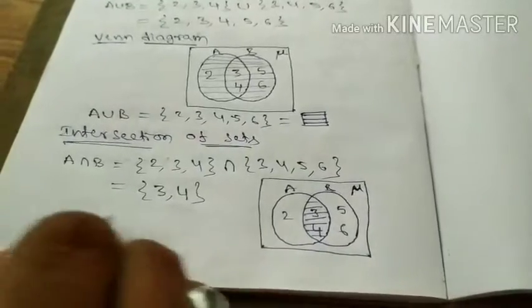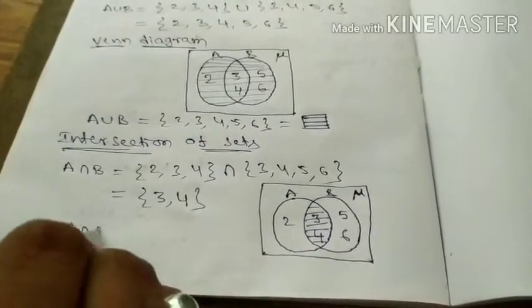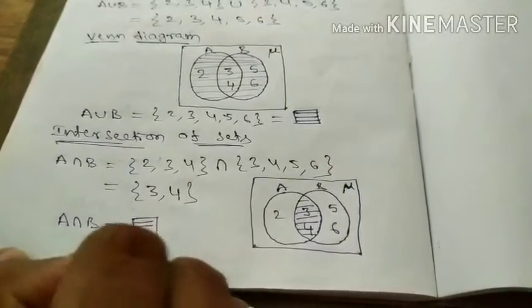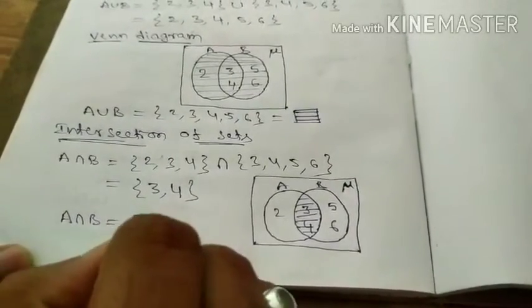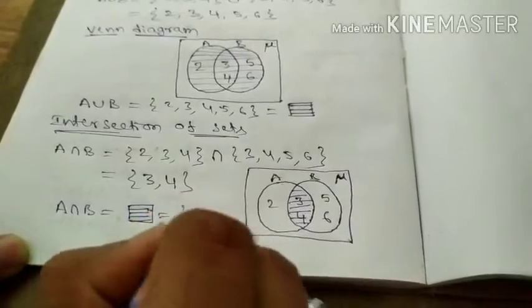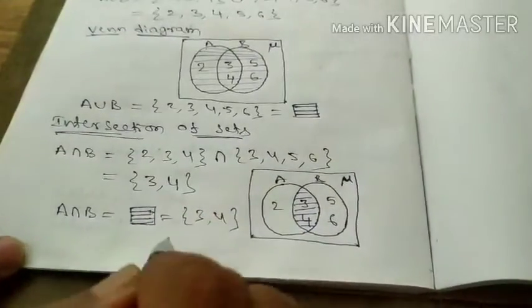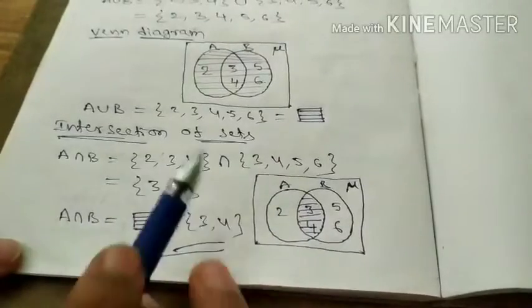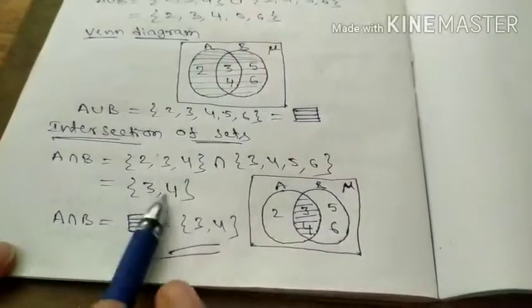So how to represent A intersection B? What is the shaded part? It contains elements also, right? 3, 4. This is the intersection. Intersection means common elements. If any elements are there, right. If there is no element in common, you can write empty set.